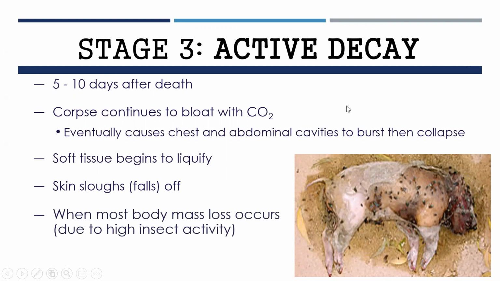This is also when most of the body mass loss occurs towards the 10-day mark because, as I said, active is the key word here, and there's a large, high number of insect activity going on. So the insects are actually eating away at the flesh, so you lose a lot of body mass towards the end of this stage of decay. And there's a very, very, very strong odor. If you ever smelled roadkill or something like that, you know that death smell. That's because of all this decomposition happening, all the breaking down of cells and skin and fat and tissue.